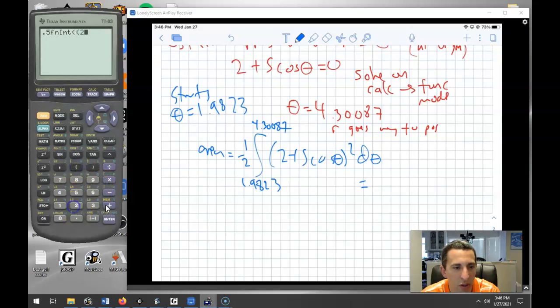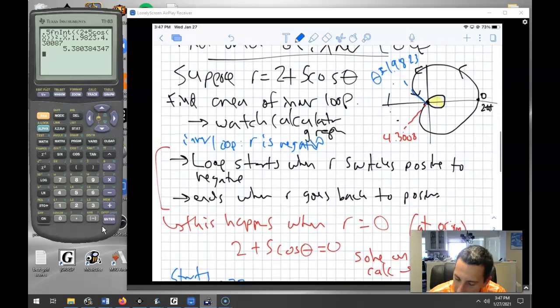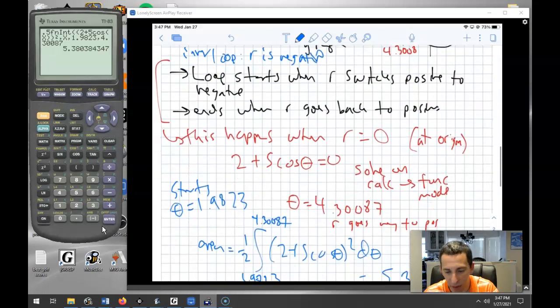And then we'll integrate the 2 plus 5 cosine of theta, or x, and that whole thing is squared. Then x goes from 1.9823 to 4.30087. So that tells us that this integral, this area, is 5.3803. And that calculates this yellow area, that inner loop, where I go through the origin, so my radius switches from positive to negative. That's the key. Look where the radius switches from positive to negative on these inner loops.